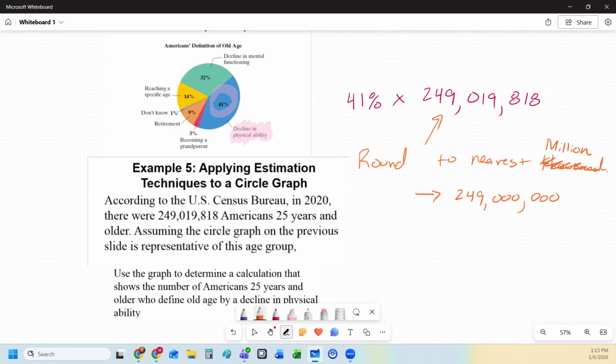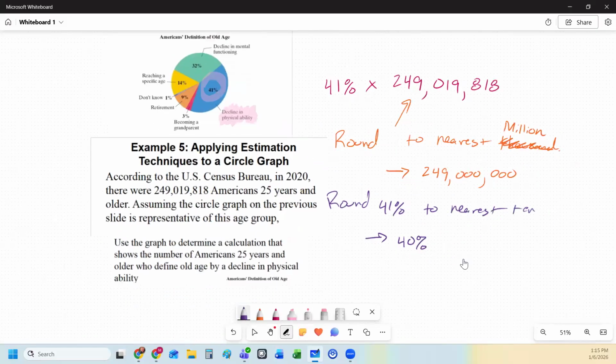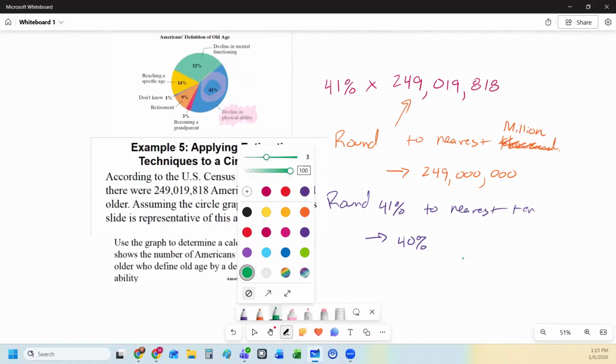Once I get the number of millions of people, I don't really care about how many extra thousands are hanging out there. And then I'm also going to round 41% to the nearest 10, so that would turn that into 40%. I know I'm going to be off, and that's fine. It's not going to be exact, but I don't care. I'm just getting a ballpark figure here.